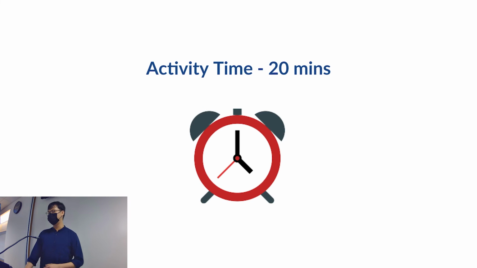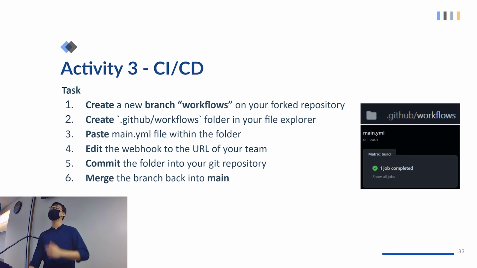So activity time is 20 minutes. Now we're kind of overrunning, but we can still continue, okay? Yeah, so for activity 3, you have to create a branch called workflows in this case.